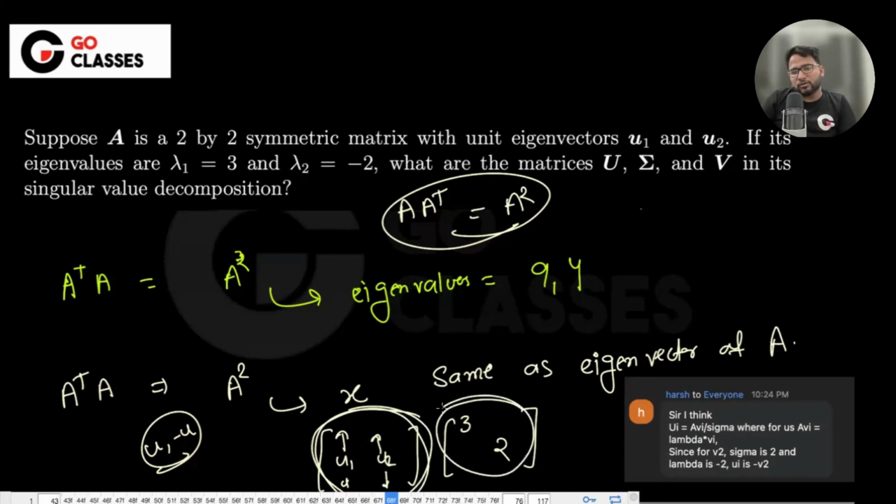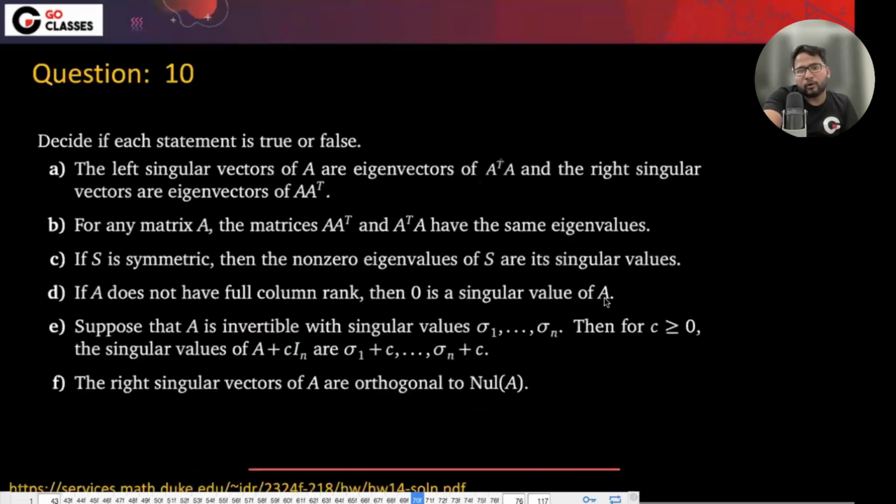These are the square roots of the eigenvalues, and then the eigenvectors. So I think both are fine because there are multiple SVDs possible. We will also talk about the uniqueness of the SVDs, how many SVDs are possible like this. Okay, we will also talk about it.